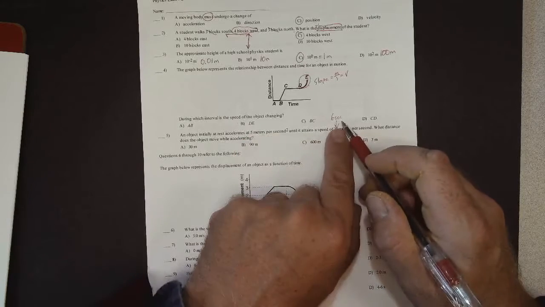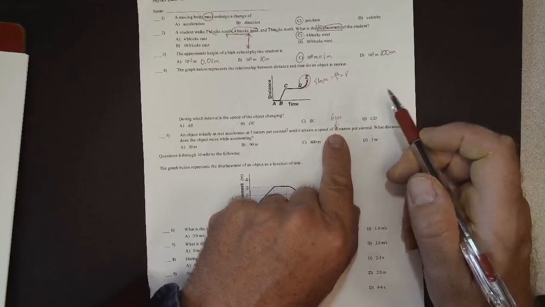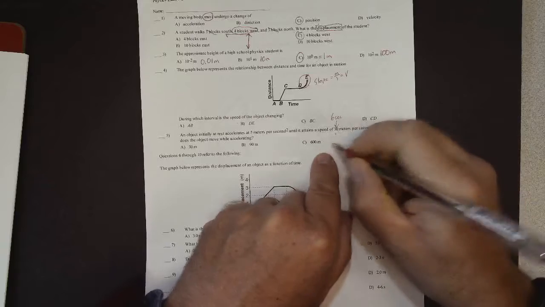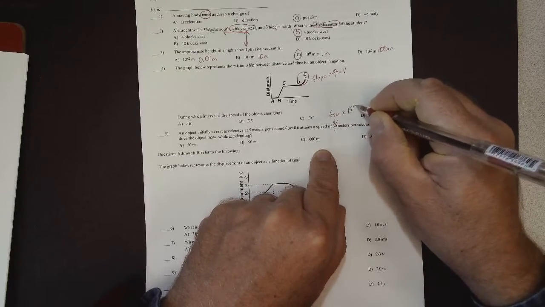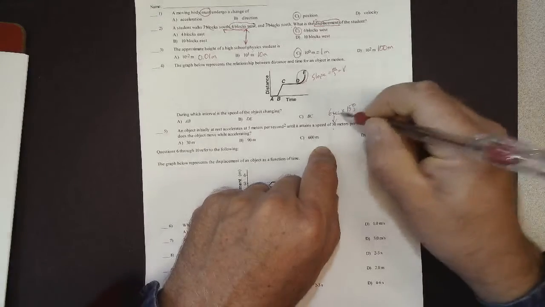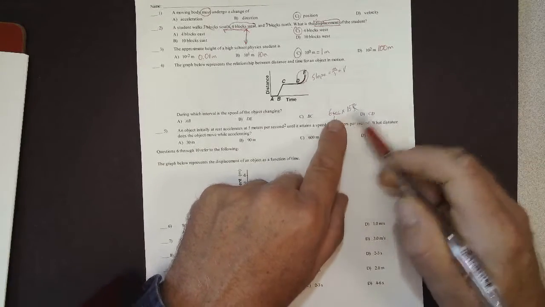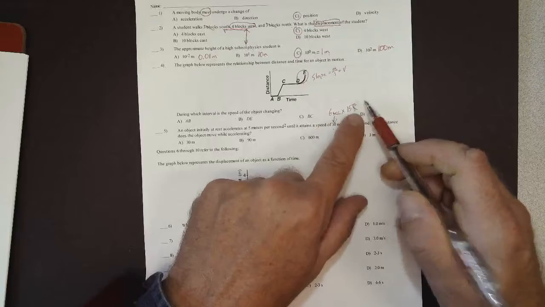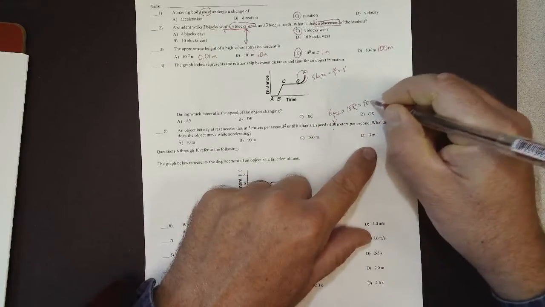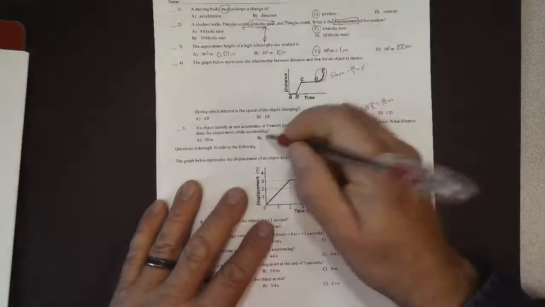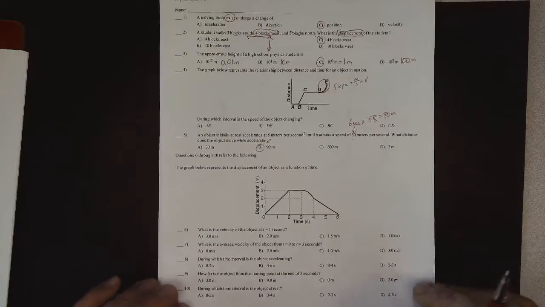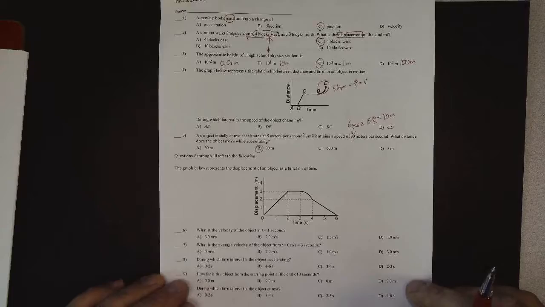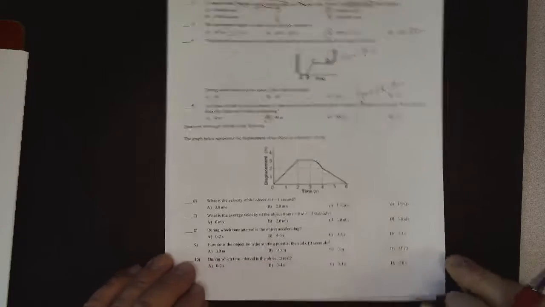What's your average speed during that 6 seconds? If you started at 0, ended at 30, your average is 15 meters per second. Notice these seconds cancel. What's 6 times 15? Well, 60 and 30 equals 90 meters. So that's how far you went. Notice how similar it is to a drop problem. That's why we do drop problems.